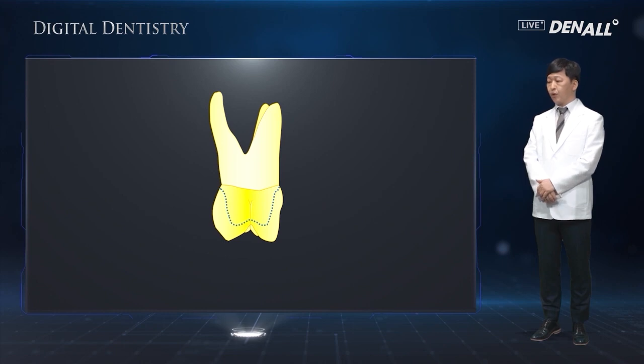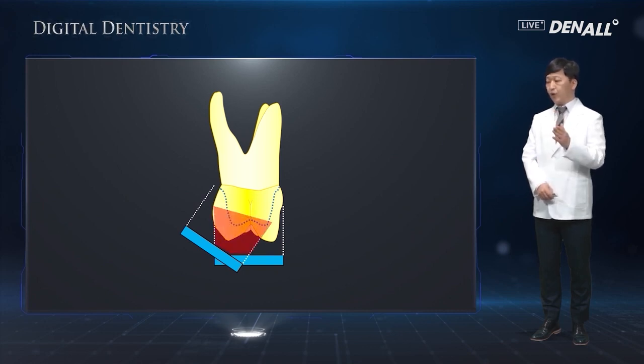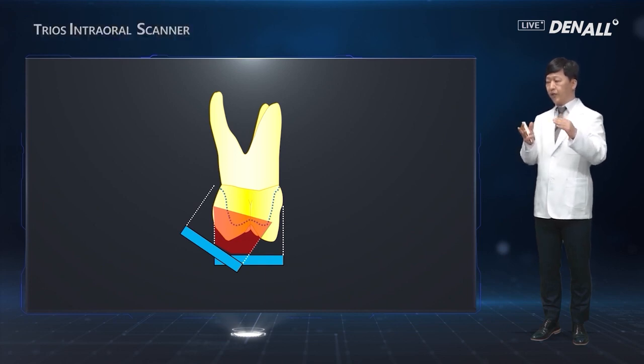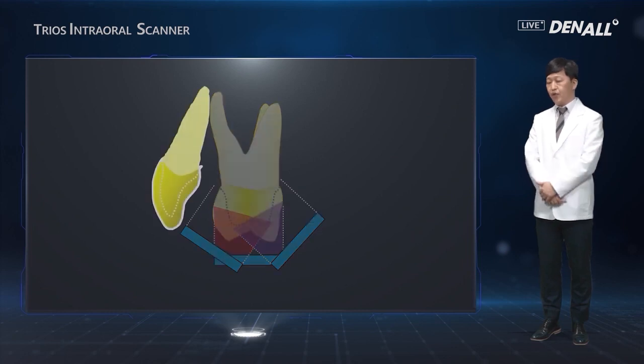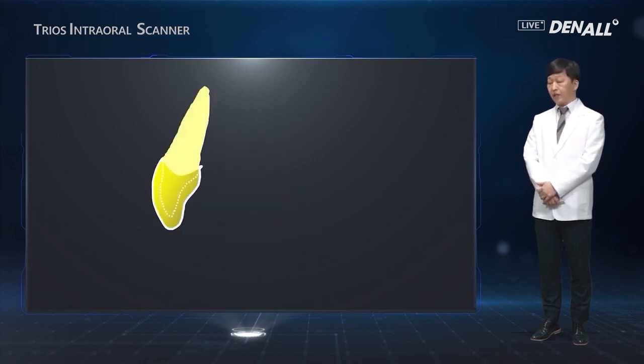In the posterior region, we need to scan the occlusal surface first, and then change the angle a little bit to scan it again. The red portion is the overlapping portion. Using that red portion, we can connect the scanned images continuously. So if you change the angle a little bit, you can connect the images.